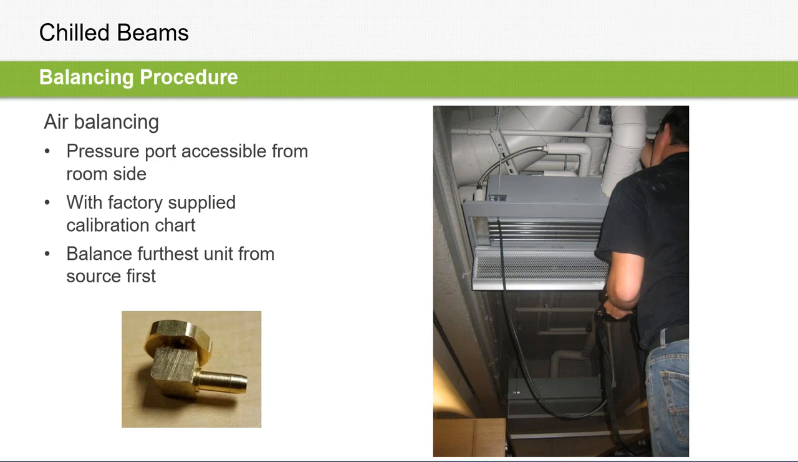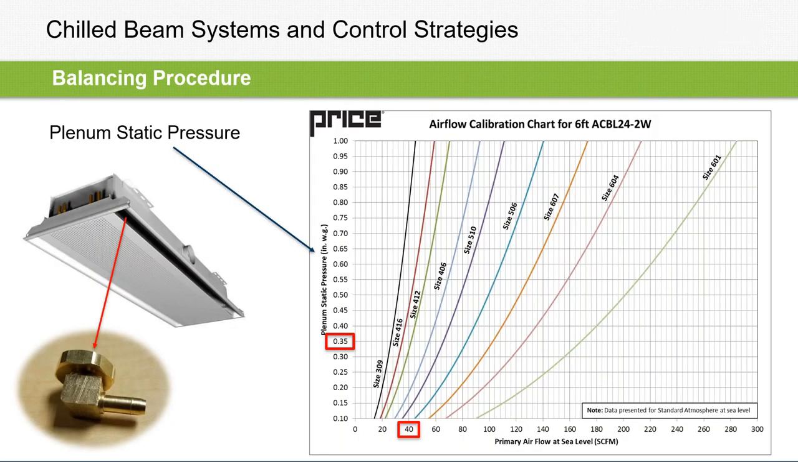We want to see that pressure. We're going to have a chart on each chilled beam, so we'll look through that chart as shown here in this next slide. You'll read that. In this example, we have 0.35 inches of static that we're reading from that balancing port. So we're going to trace that over to the correct nozzle size. Each one of these curves is a different nozzle, and it could have very different flow characteristics, even though the beams may look the same. So we'll find that correct curve and trace that down to your CFM.